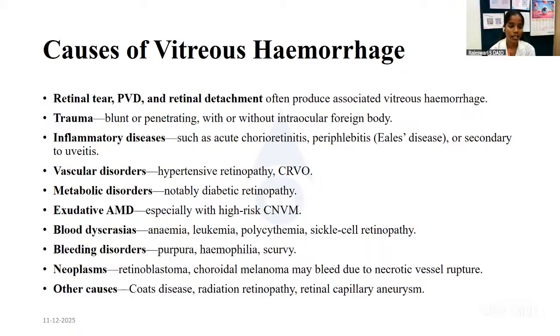Exudative AMD, especially with high risk CNVM. Blood dyscrasia, which is anemia, leukemia, polycythemia, sickle cell retinopathy. Bleeding disorders: purpura, hemophilia, scurvy. Neoplasm: retinoblastoma, choroidal melanoma may bleed due to necrotic vessel rupture. Other causes: Eales disease, radiation retinopathy, retinal capillary aneurysm.